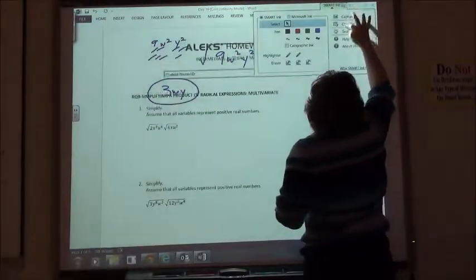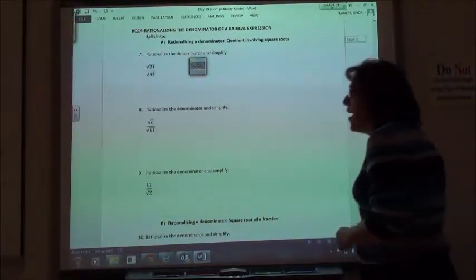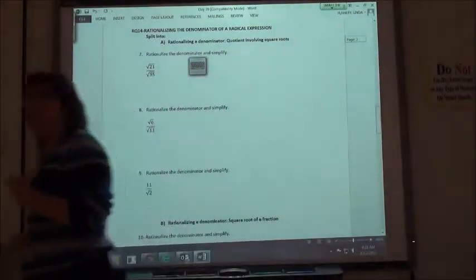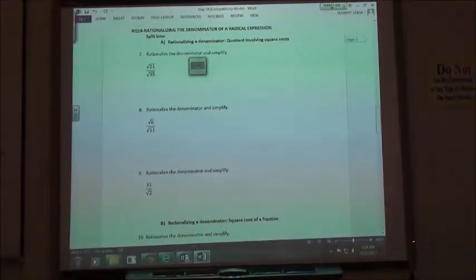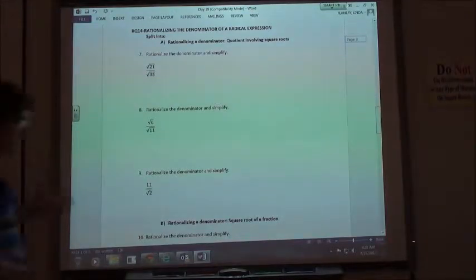The next ones are going to talk about rationalizing the denominator of my radical expression. When they tell you to rationalize the denominator, what they're really telling you is to get the square root out of the bottom of the fraction. In best form, you never want to have the square root in the denominator. And so there's a few things you can do.